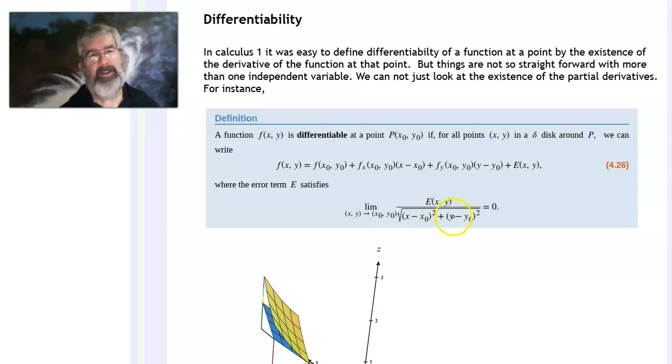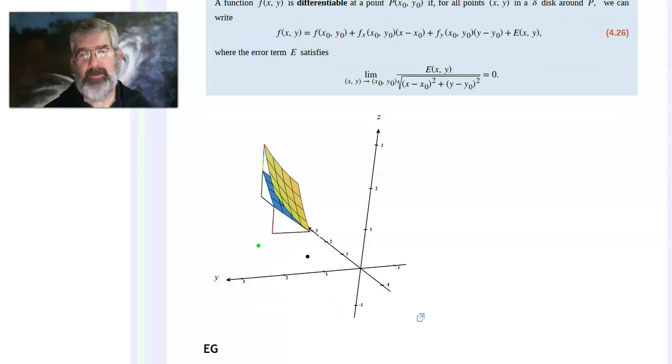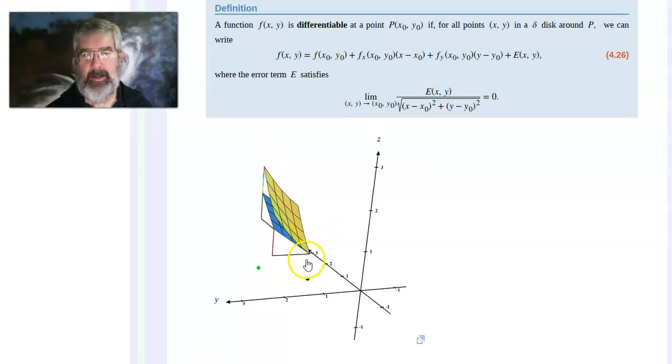Different ways, but I actually like this one. I think this is a very workable definition to test for differentiability. Okay. So here's a picture of what's going on.